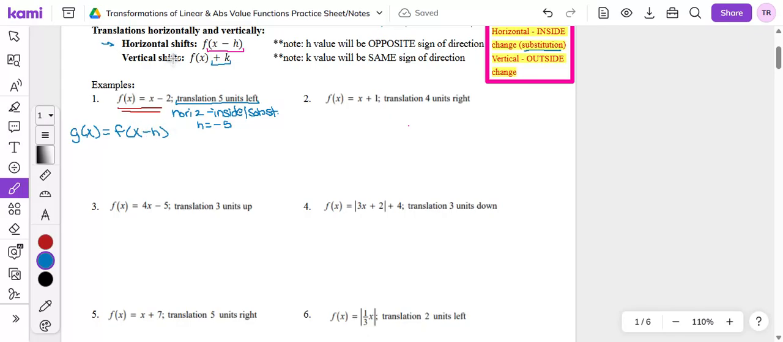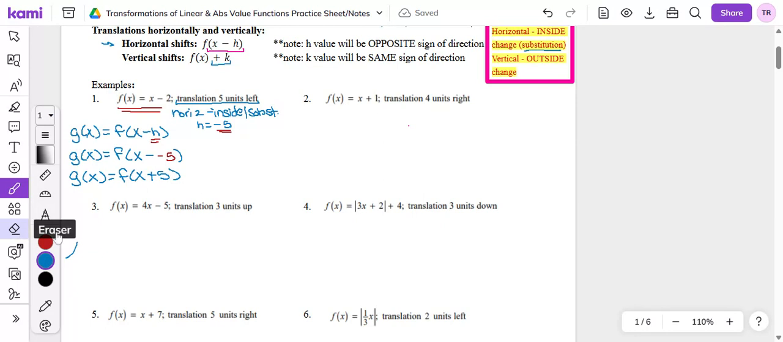This horizontal shift function is always f of x minus h. Well, I know what h is, right? h was that negative 5. So now I'm going to replace h with negative 5. So f of x minus h is a negative 5. Now I have this. But what happens when I have a minus 5? Well, that becomes a positive. So g of x equals f of x plus 5.